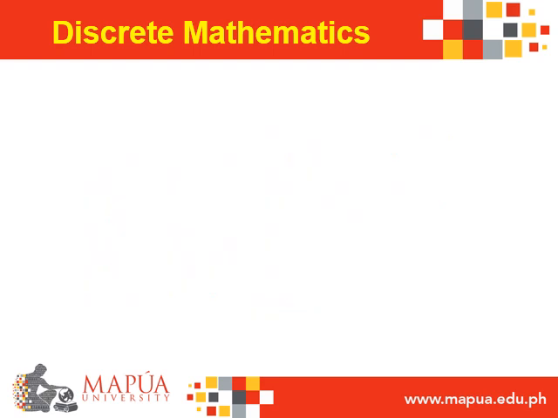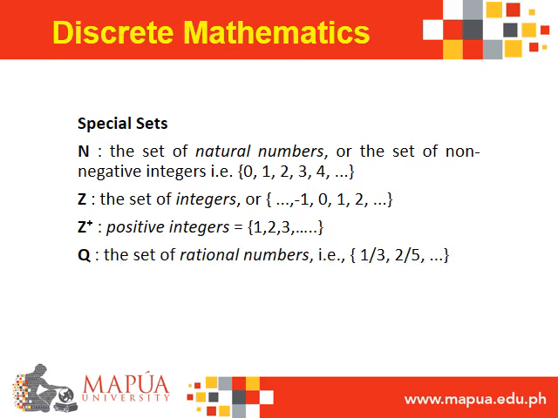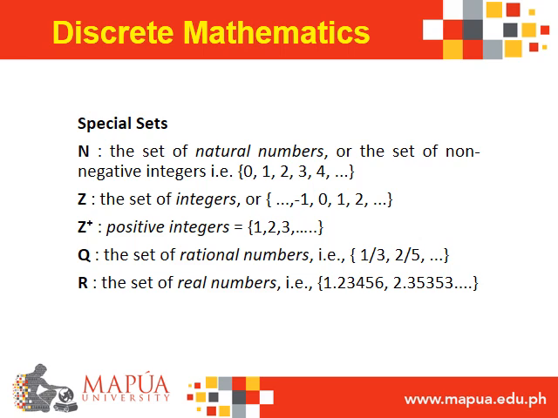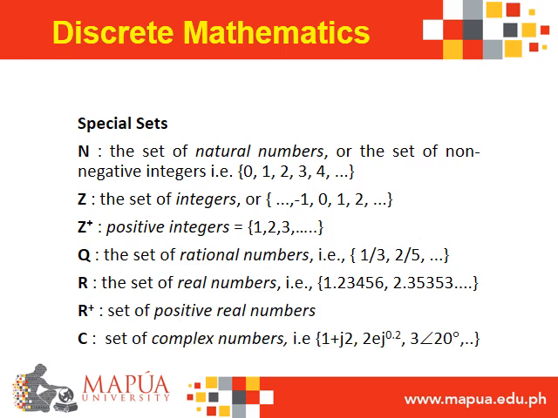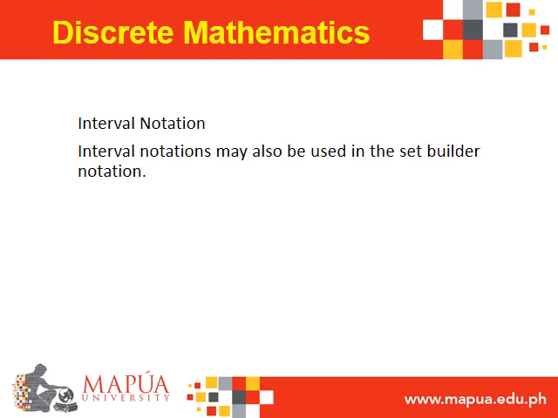Here are some of the sets that are often used for set builder notation, which are referred to as special sets. It may be the set of natural numbers, the set of integers, the set of positive integers, the set of rational numbers, the set of real numbers, the set of positive real numbers, or the set of complex numbers. Interval notations may also be used in set builder notation, which may be the closed interval or the open interval, and they have varying uses such as these.